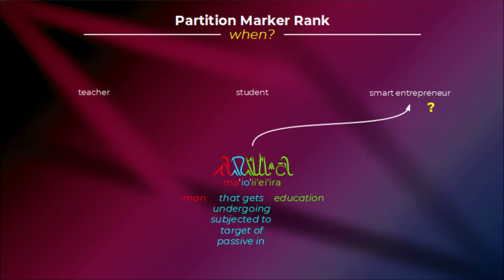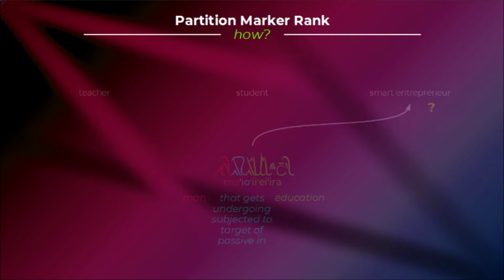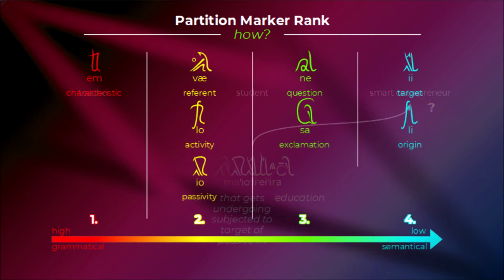How can we express this in an unambiguous way? That brings us to the question of how we can manipulate this ranking system to our advantage. For this, we'll look at the grid again. Alone at the top, M is the only rank 1 marker, outranking every other particle. In practice, this means that you can use M freely as a tool to create partitions wherever you like.